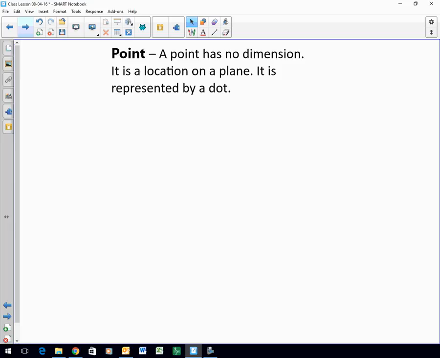First thing, a point. A point has no dimensions. It's located on a plane, represented by a dot. Pretty easy, right? No dimensions. Located on a plane, we'll talk about a plane in a second, represented by a dot.